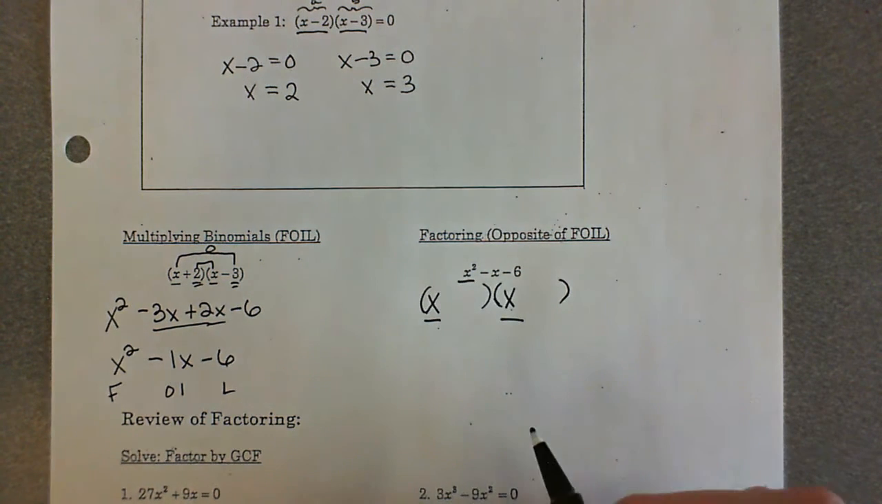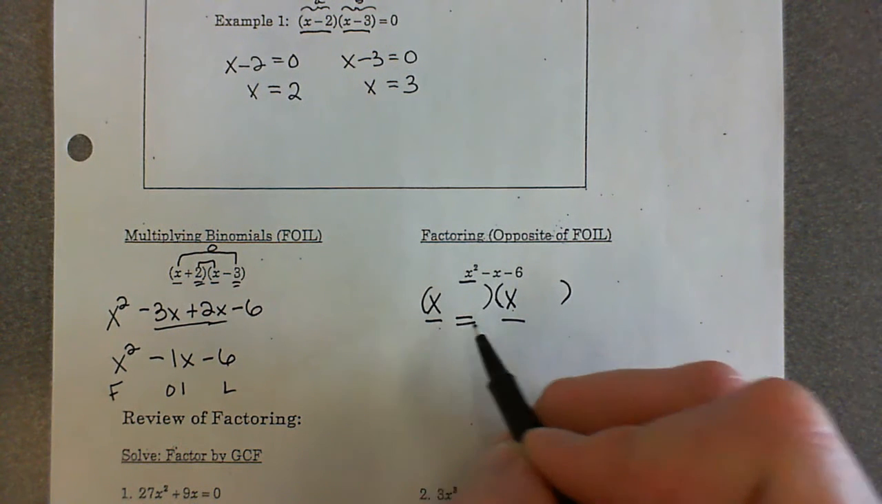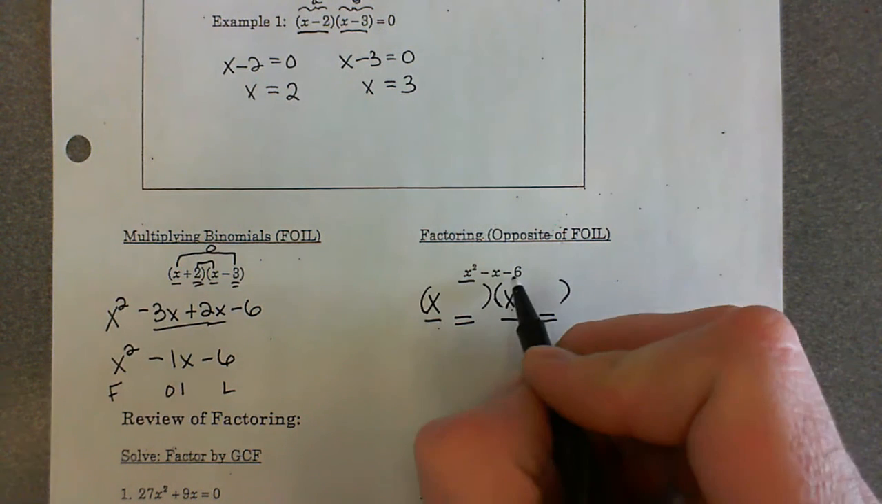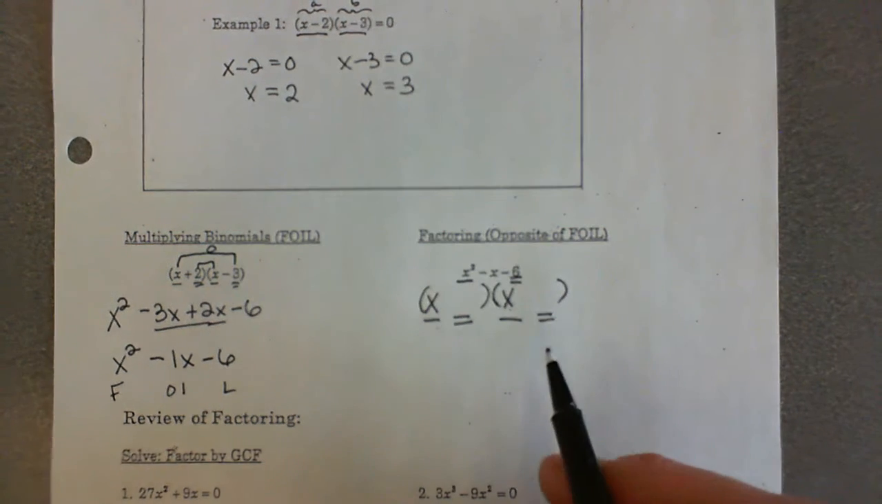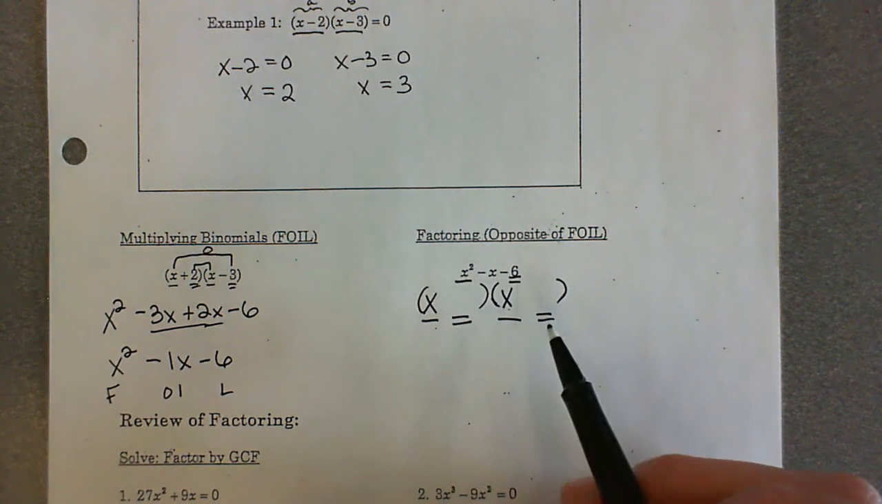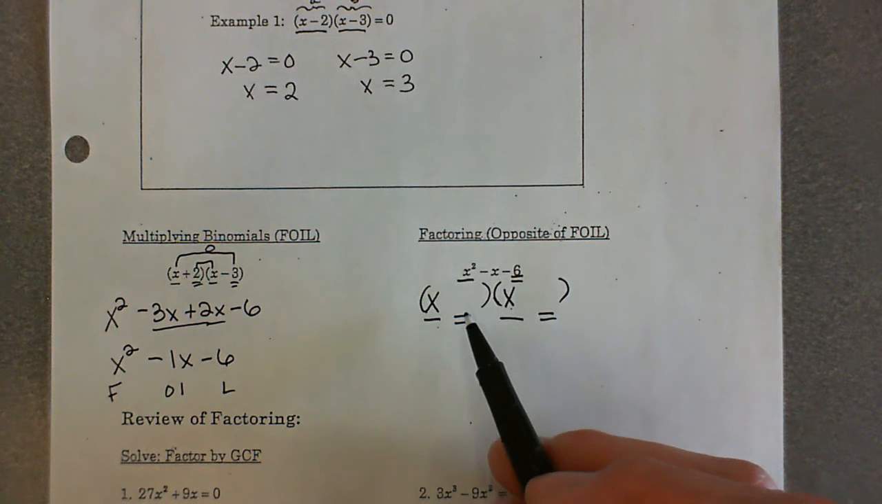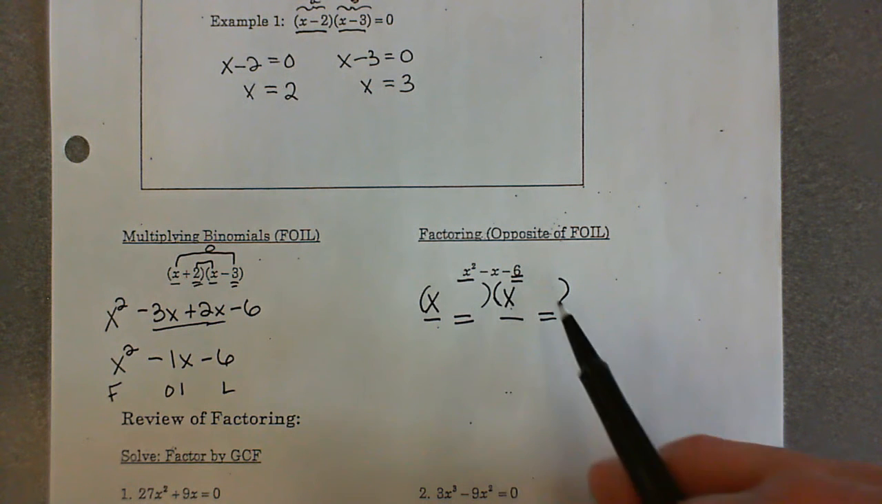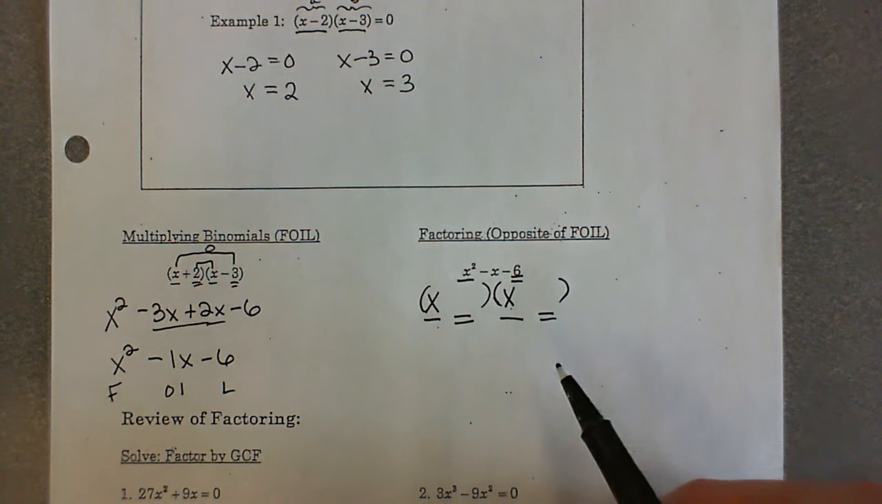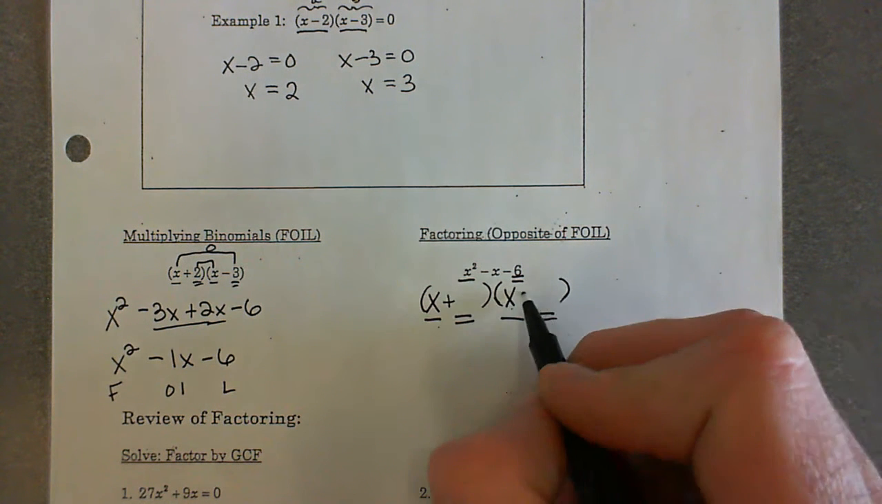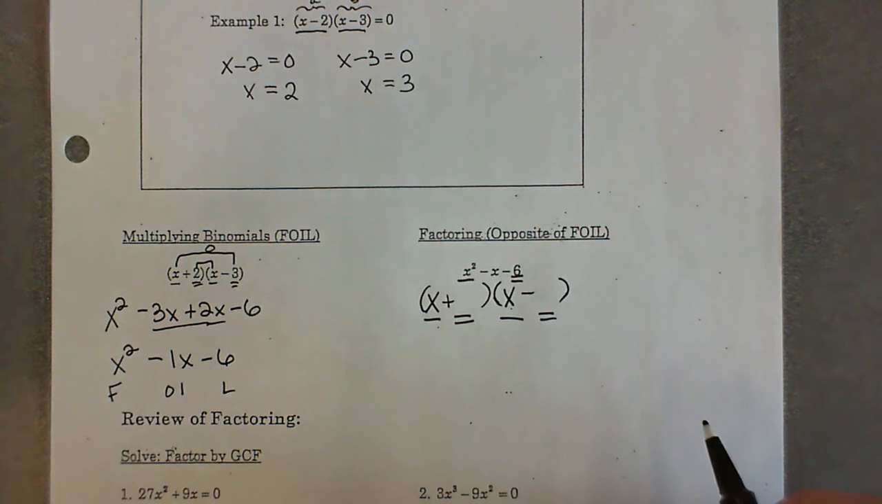Then what you typically do is you go to the last term. The last term times the last term has to get you the last term, which is a negative 6. Now, let's deal with the negative first. In order to multiply two numbers together to get a negative, what do your signs need to be? Well, they need to be opposite signs. So one of these numbers is going to be positive, one of these numbers is going to be negative.